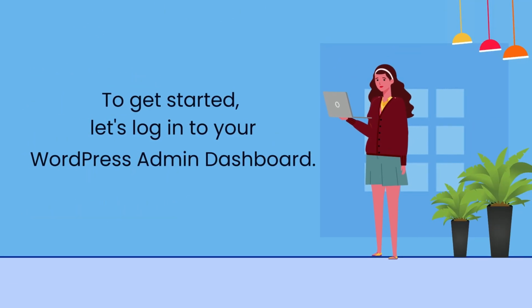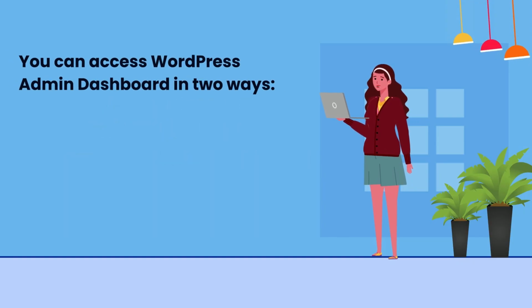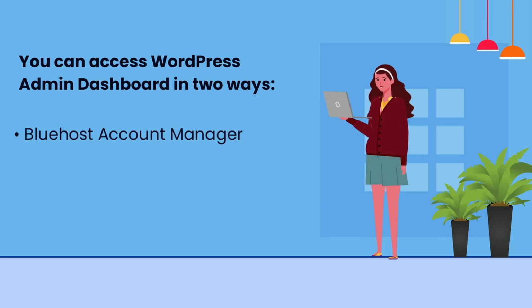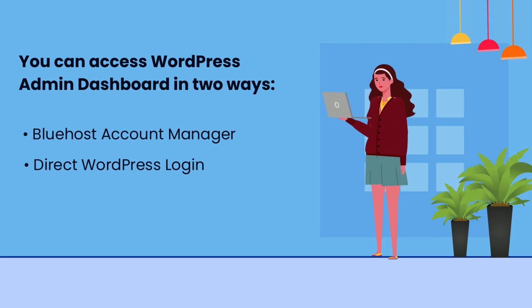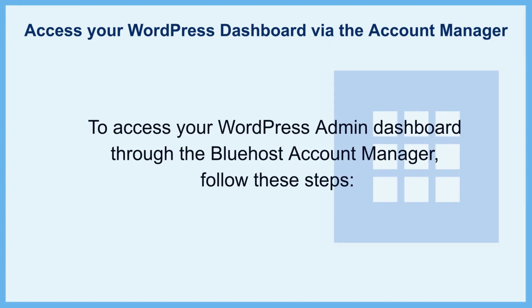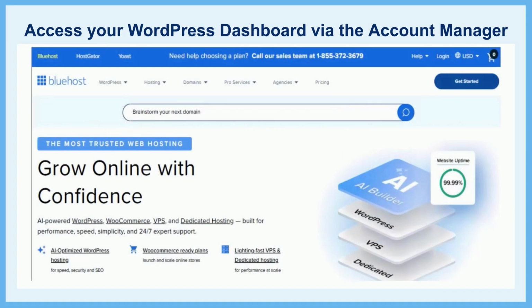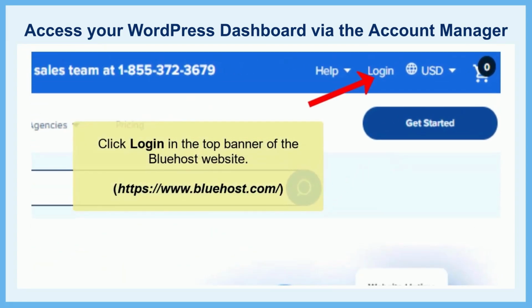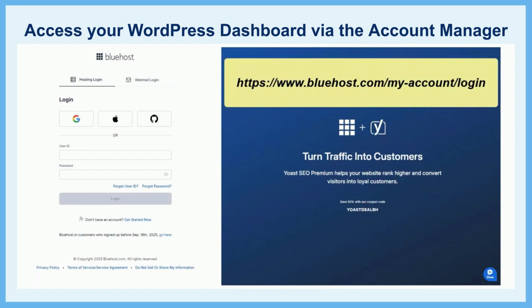To get started, let's log into your WordPress admin dashboard. You can access your WordPress admin dashboard in two ways: through your Bluehost account manager or through direct login to WordPress. To access your WordPress admin dashboard through the Bluehost account manager, follow these steps. In your browser, click on Login in the top banner of our Bluehost website, or head straight to the Account Manager page using this link.